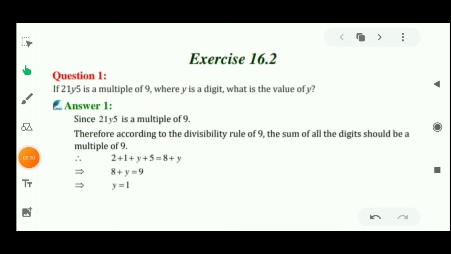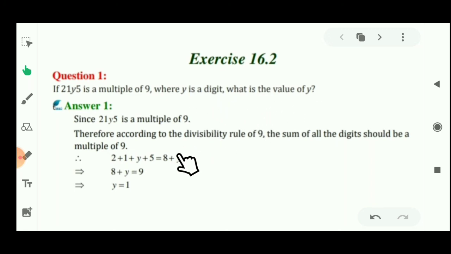Thank you. Now let's see student exercise number 16.2, question number 1. If 21y5 is a multiple of 9. Student, this is given already in the question that 21y5 is a multiple of 9 where y is a digit. So we can assume y as a digit, and what will be the value of y?